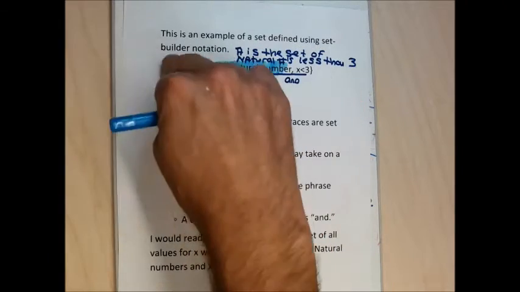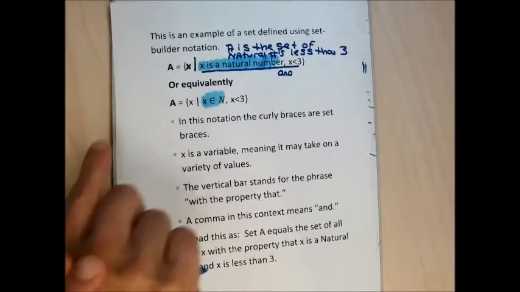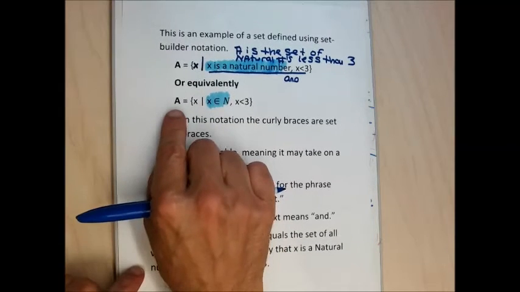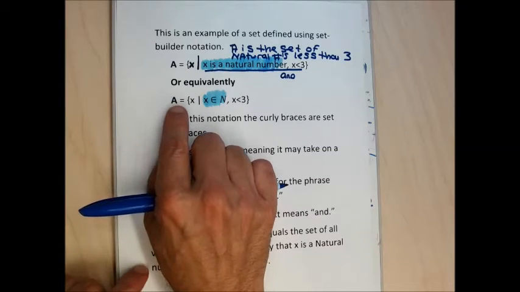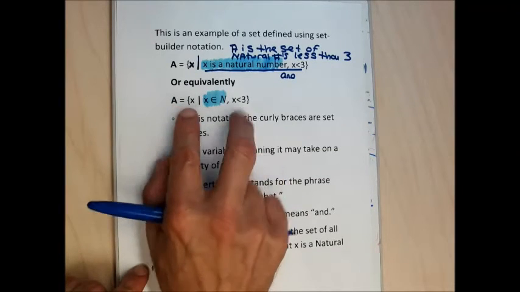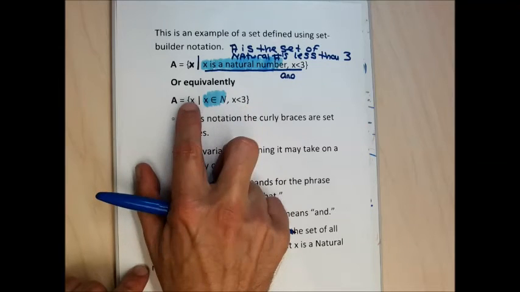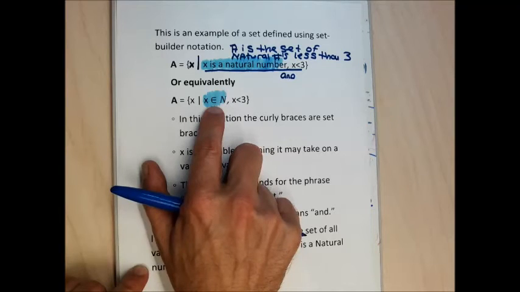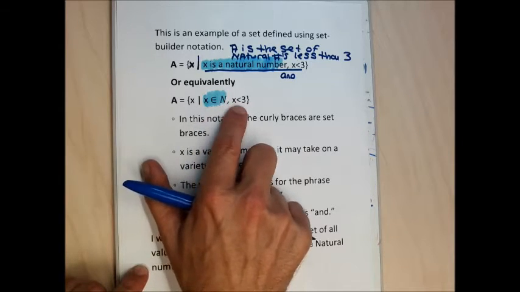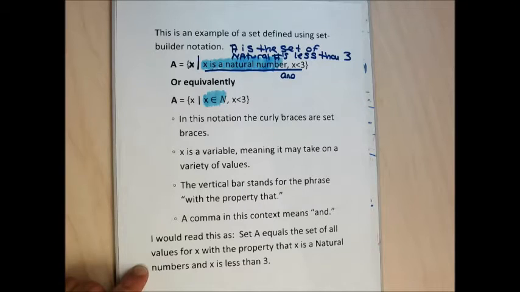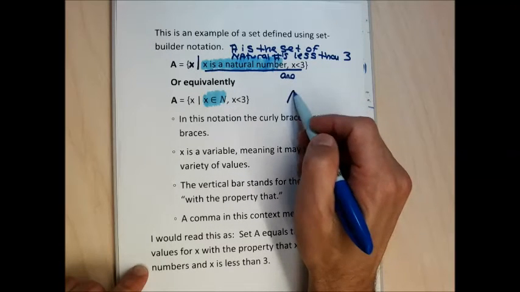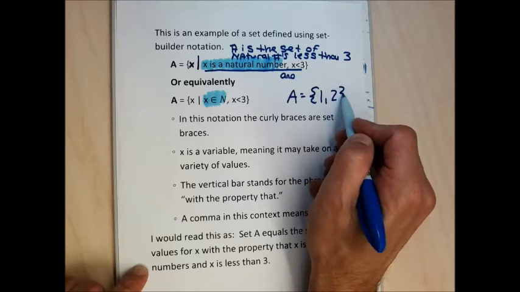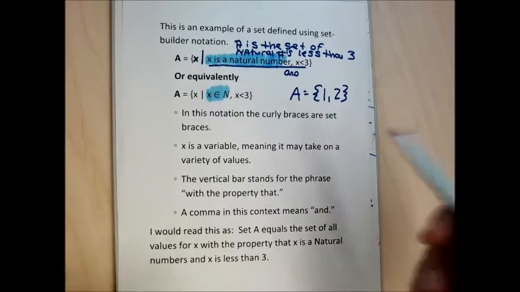If I was reading this line or this line, they'd mean the same thing, though I might not read them exactly the same way. This definition right here is another set builder notation. It says set A equals, I see the set braces, the set of all X with the property that X is an element of the set of natural numbers and X is less than 3. Both of these sets, if I wrote them in roster form, contain the numbers 1 and 2. Natural numbers start at 1, and natural numbers less than 3 are 1 and 2.